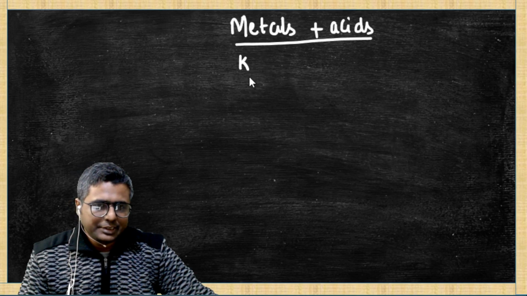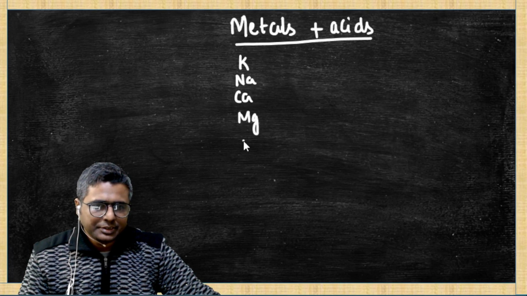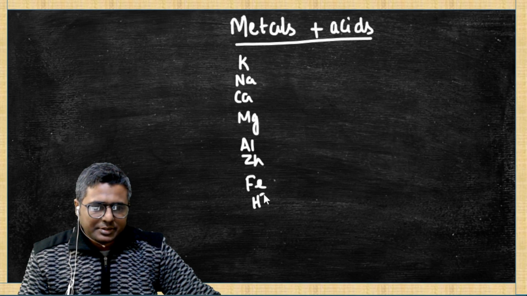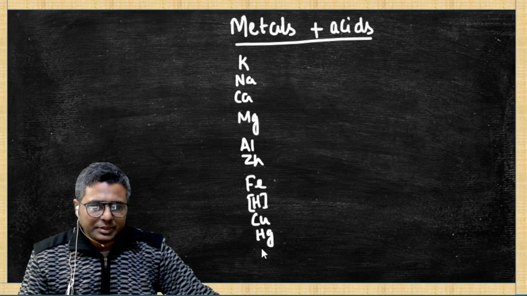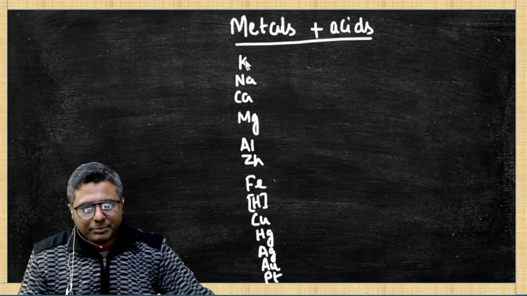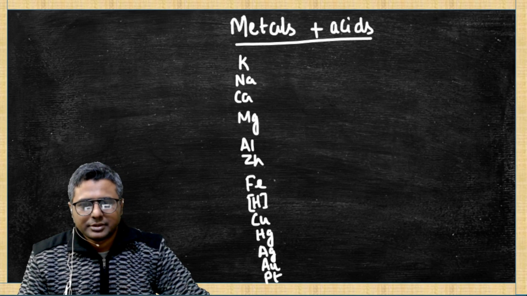The metal activity series is K, Na, Ca, Mg, Al, Zn, Fe, H, Cu, Hg, Ag, Au, Pt. So, this is the total metal activity series. This is very important and we need to remember this.